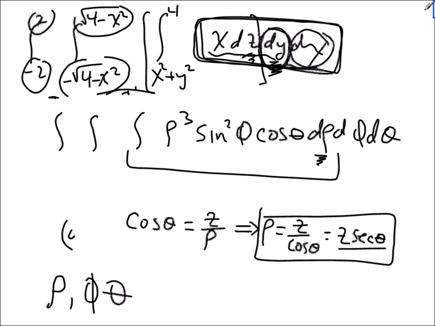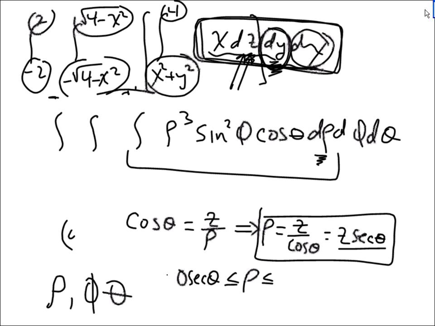If you look at the original integral, z goes from x squared plus y squared to 4. The least z can be is 0, so rho is between 0 secant of theta, which of course is 0, multiplied by 0, you get 0. And the upper value for z is 4, so plug in 4: 4 secant phi. So rho goes from 0 to 4 secant phi.